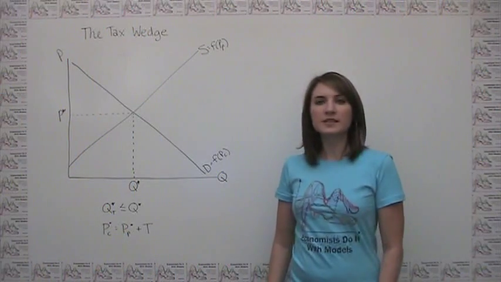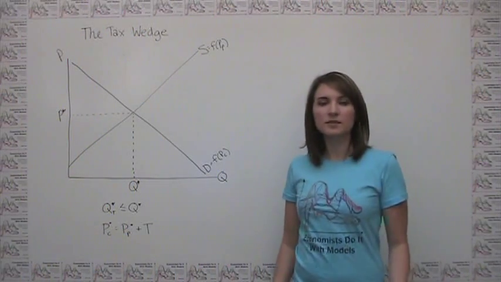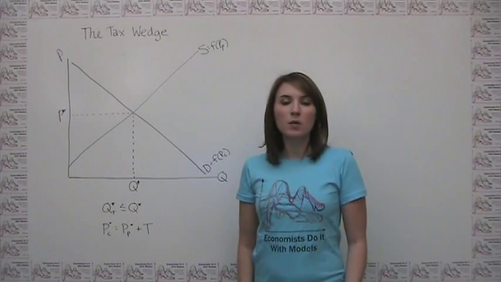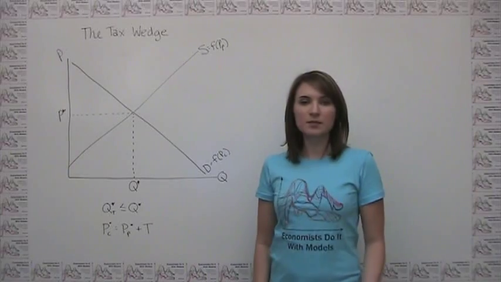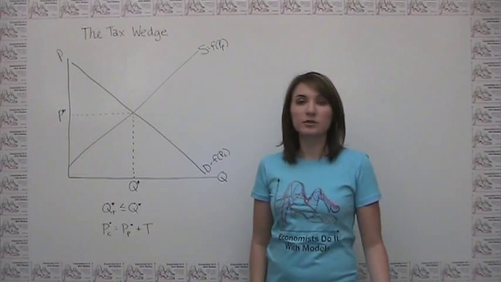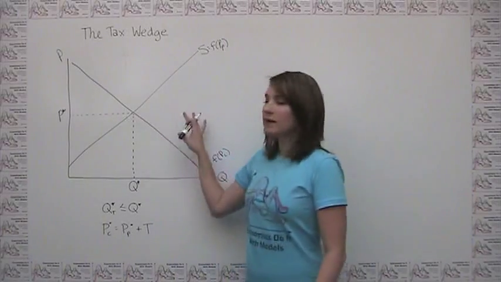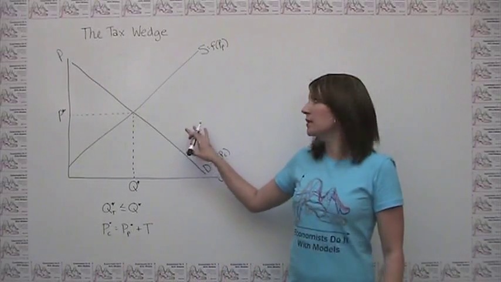Now that we've shown that taxes on producers and taxes on consumers have the same quantitative effect on a market, we can use that information to simplify the tax diagram that we can draw. So you can see here, I've started by just drawing our typical supply and demand setup.